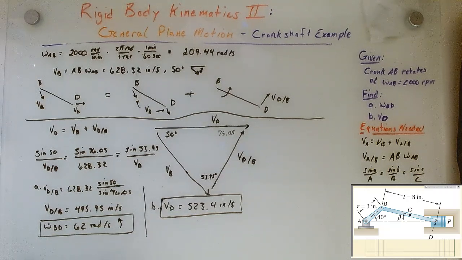That is the relative motion strategy for solving this problem. I'm going to come back in a future video and we will solve the same problem using the instantaneous center of velocity method. But this is a perfectly valid method. It is simple, straightforward, and it allows us to use the velocity triangle, which is often quite advantageous.